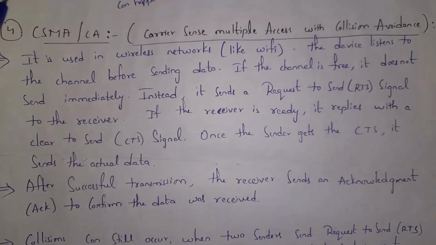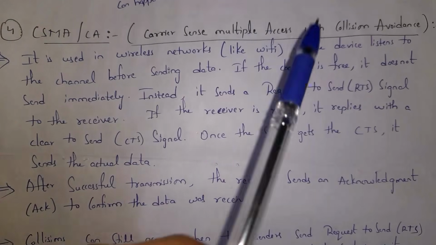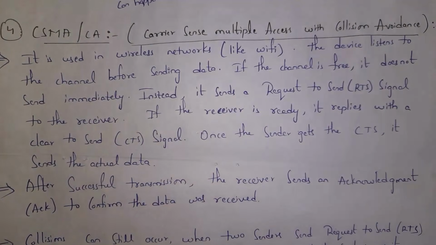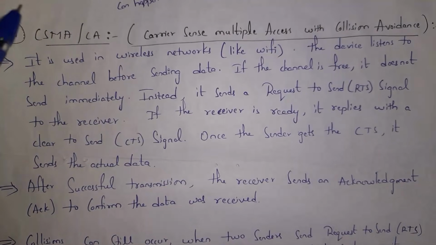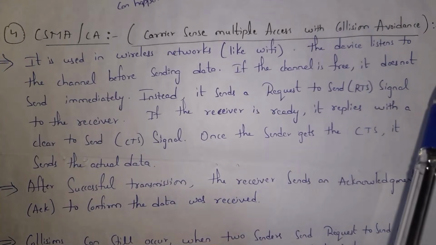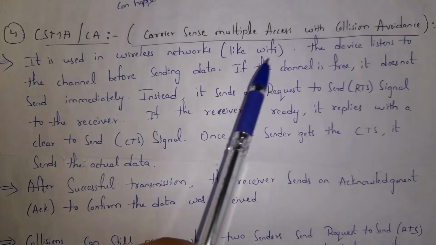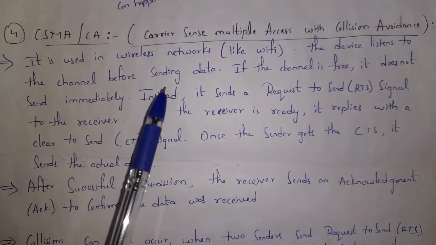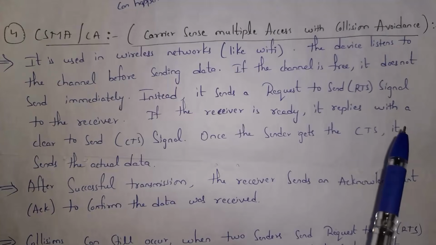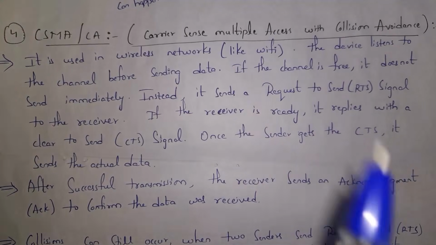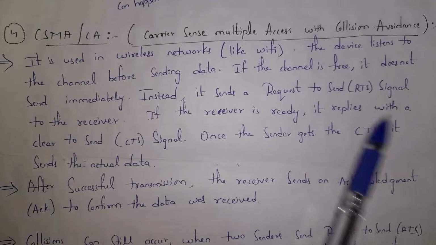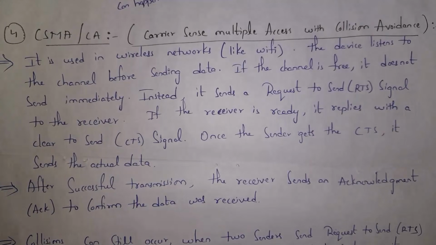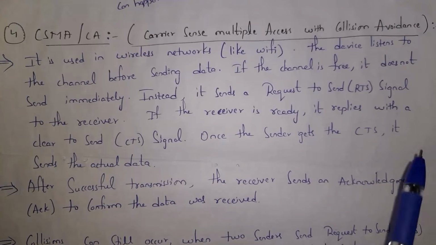Next I will explain what the CSMA CA protocol is, where CSMA stands for carrier sense multiple access and CA stands for collision avoidance. In this protocol, collision occurrence is very rare, and we use the CSMA CA protocol in wireless networks like Wi-Fi. In CSMA CA, the device will listen to the channel before sending data. If the channel is free, it will not send data immediately. Instead, the device will send one small request to the receiver. We call that request the request to send signal. If the receiver is ready, then the receiver will give one signal. We call that signal the clear to send signal. Once the sender gets the CTS signal, the sender will send the actual data.